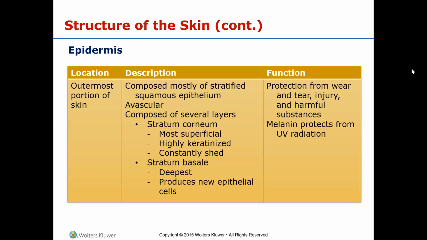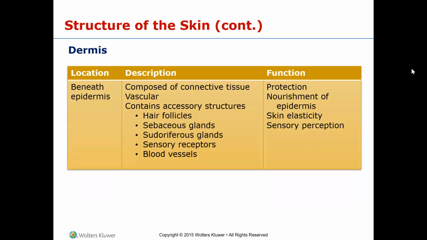The next layer down is the stratum basale, and that's the deepest part of the epidermis, and that produces new epithelial cells. So it has stem cells there. So the functions for the epidermis are to protect from just general wear and tear and injury and any exposure to harmful substances. It also has the melanin, which will protect us from UV radiation.